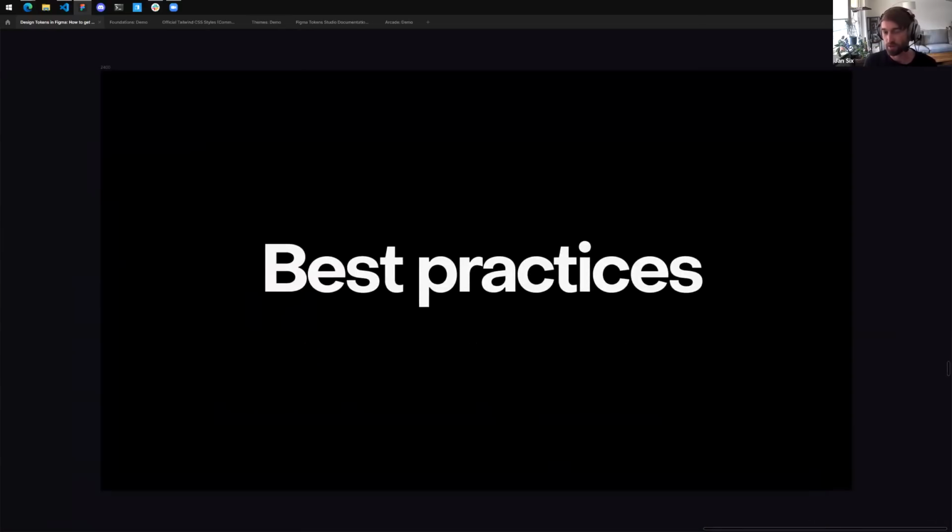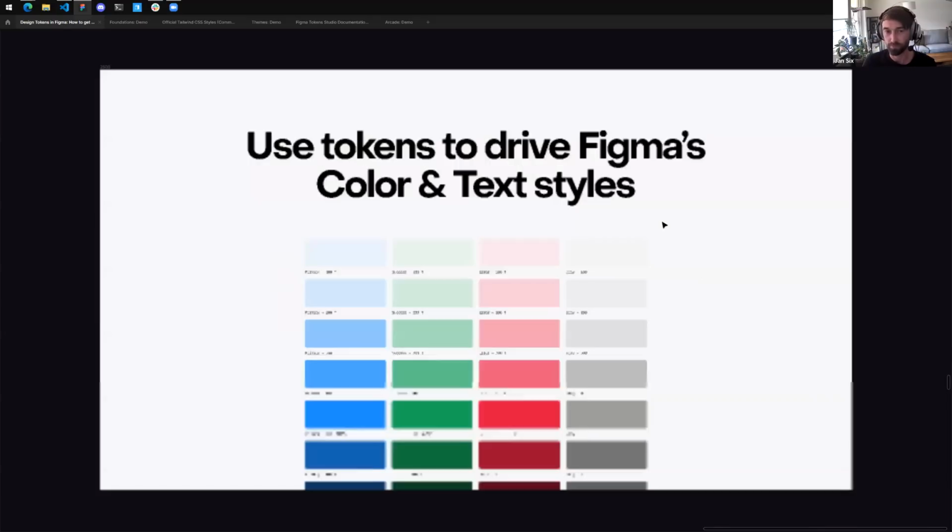Now to some best practices. I've been creating this plugin for a while, and I've come up with a few that might be useful to you. A few of these are also from users. So I'd be very excited to learn how you use tokens or what your best practices are. I think in a way we should use what Figma gives us, and that is color and text styles, which is the closest thing we have to tokens.